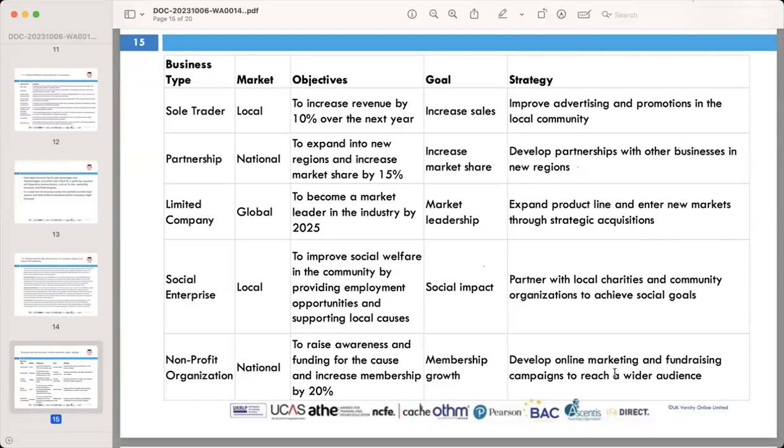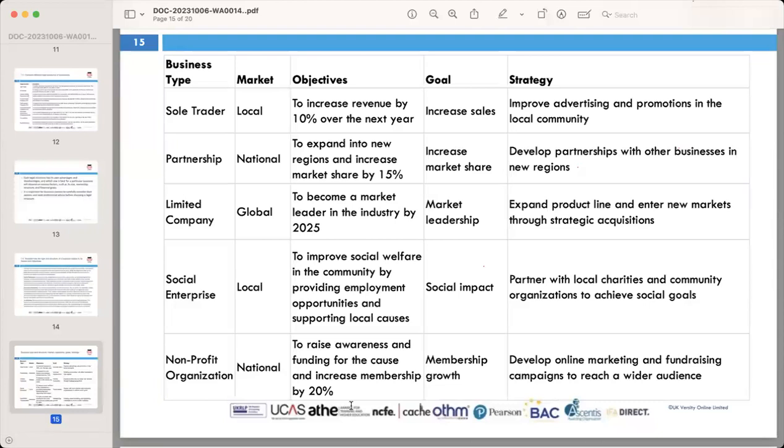If you talk about their strategy, they develop online marketing and fundraising campaigns to reach a wider audience. So to achieve their objectives and goals, non-profit organizations develop online marketing and fundraising campaigns that can reach a nationwide audience. They leverage digital platforms and engage in outreach efforts to connect with potential donors and supporters who share their passion for their cause. So understanding these relationships is essential for businesses to align their strategies with their unique characteristics and objectives effectively.